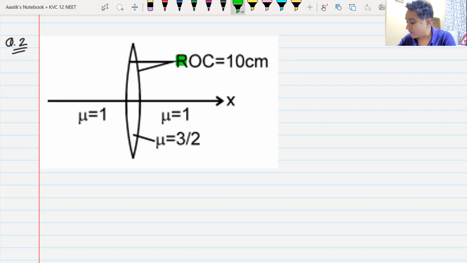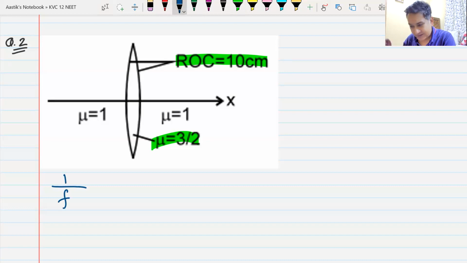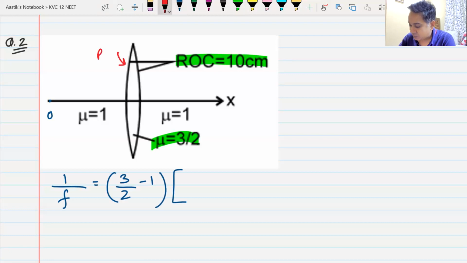See, this is a biconvex lens. Both the radii of curvature are same, yes or no? And the refractive index of glass is normally 3/2. Now if I put this in the formula, 1 by f in air, I'm not writing the subscript, saving time. So this is 3/2 minus 1. If I place the object here, this will be R1, and this will be R2. Both are equal to R because same.